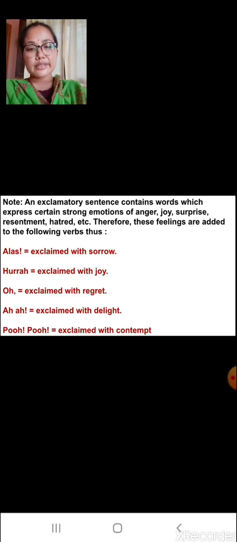An exclamatory sentence contains words which express certain strong emotions of anger, joy, surprise, resentment, hatred, etc. Therefore, these feelings are added to the following verbs thus. For example, alas, exclaimed with sorrow; hurrah, exclaimed with joy; oh, exclaimed with regret; ah, exclaimed with delight; pooh-pooh, exclaimed with contempt.